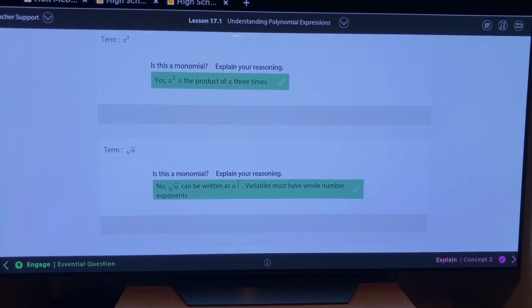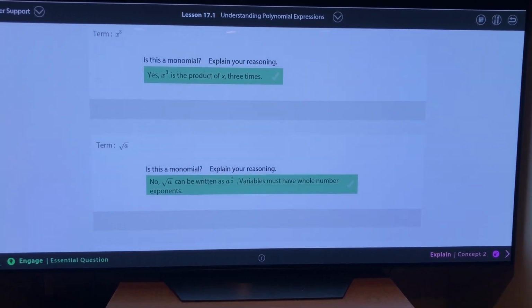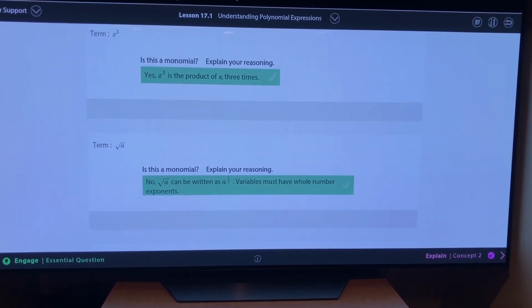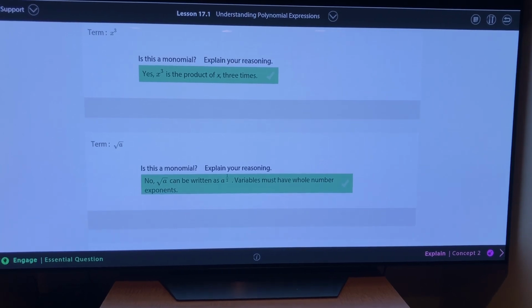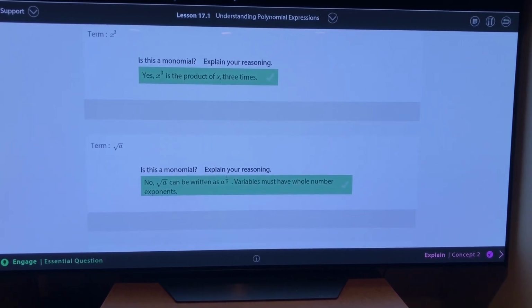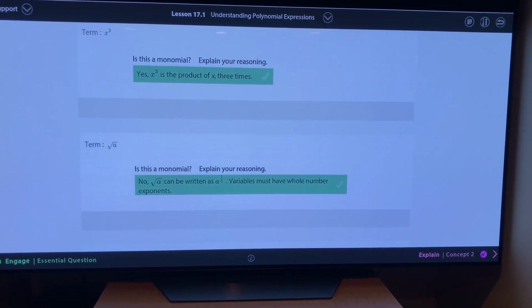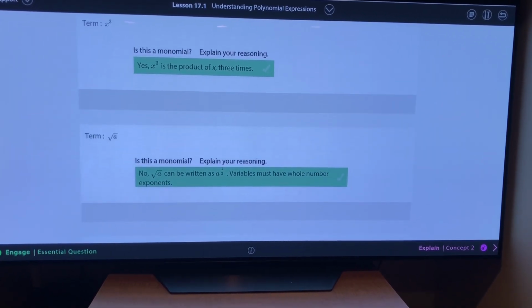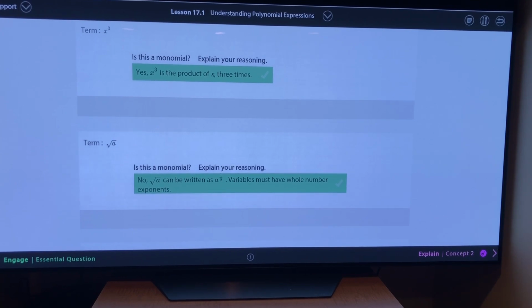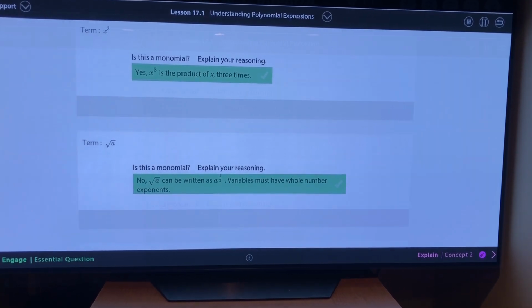Is the square root of a a monomial? Well, not really, because as we learned in module 14, that would be a no, because the square root of a can be written as a to the 1/2. And variables have to have whole number exponents, so that could not be a monomial.